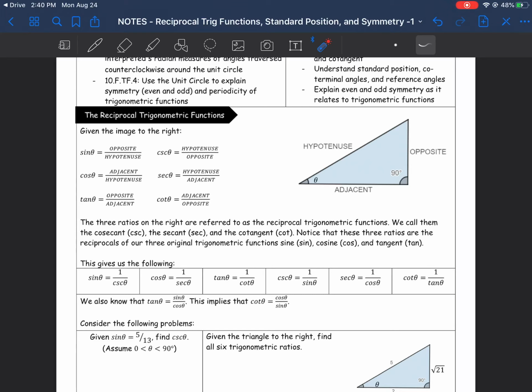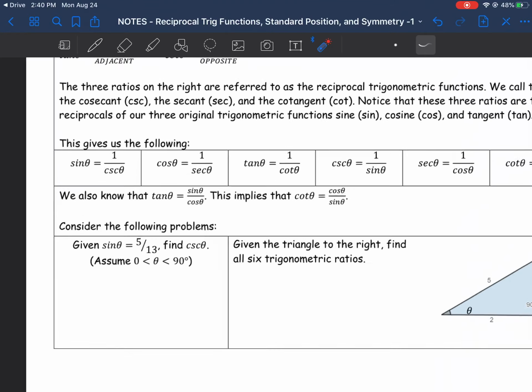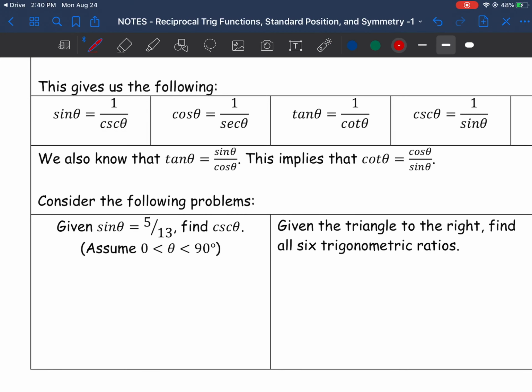We also know that the tangent of theta is equal to sine of theta divided by the cosine of theta. We've already established that. So this implies that the cotangent of theta, since the cotangent is the reciprocal of the tangent of theta, is equal to the cosine of theta divided by the sine of theta. Okay? So let's try some problems here real quick, just to get a feel for this.